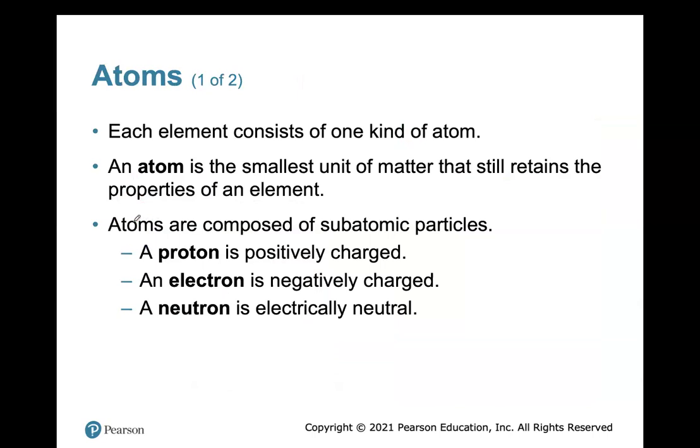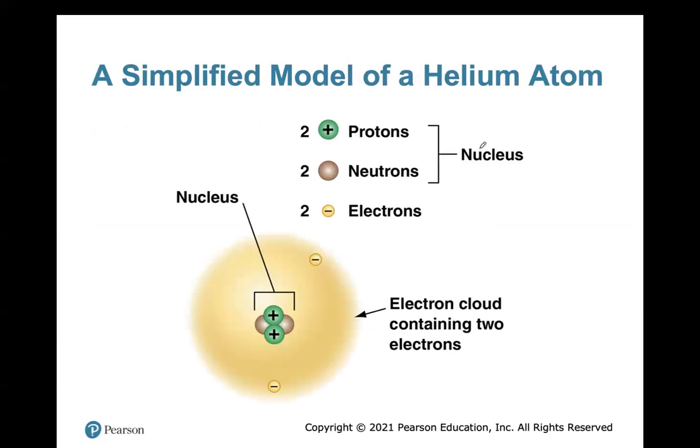Atoms. Each element consists of one kind of atom, which is the smallest unit of matter that still retains the properties of an element. Atoms are composed of subatomic particles. Protons are positively charged, an electron is negatively charged, and a neutron is electrically neutral. So here we have an atom, specifically the helium atom, which in the nucleus has two protons and two neutrons, and around it, surrounding it in a cloud, are the two electrons. So that is the structure of an atom. The protons and neutrons are in the nucleus, the center, and the electrons surround that nucleus in an electron cloud.